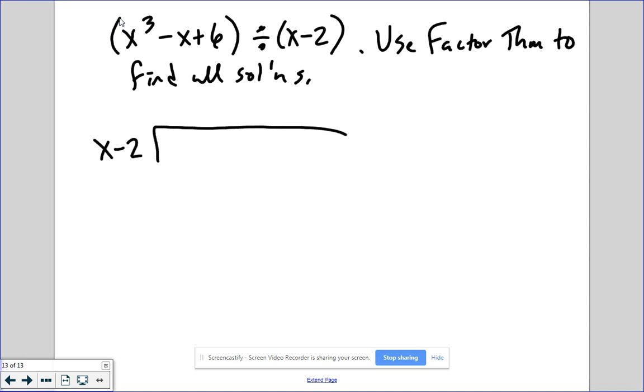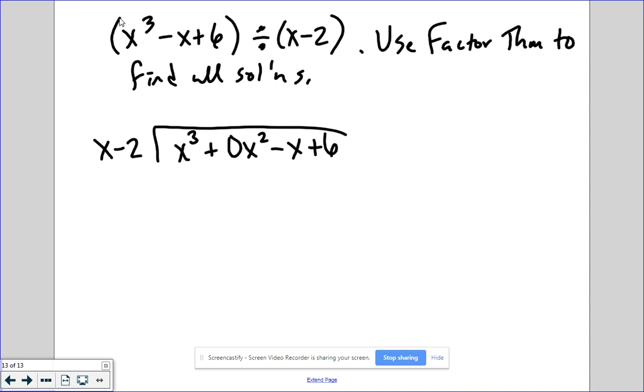So x minus 2, x cubed. Is there an x squared term? No. So what do I have to put in? 0x squared minus x plus 6. So we're good there. If its highest power is 3, that tells you you have to have 4 terms below. Okay. So we start with using long division.